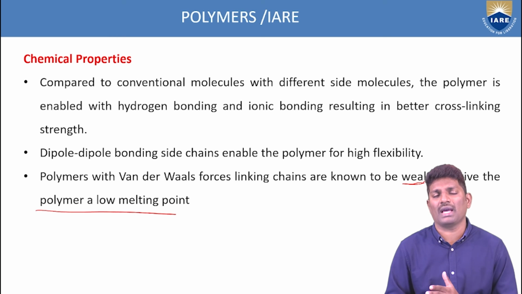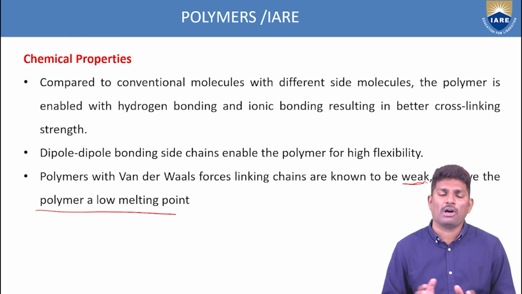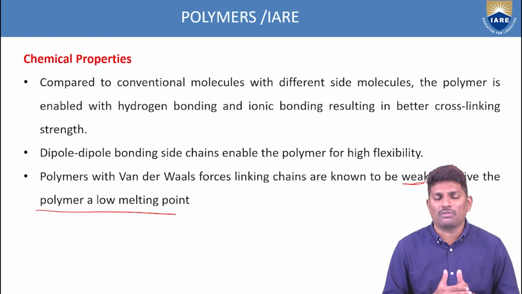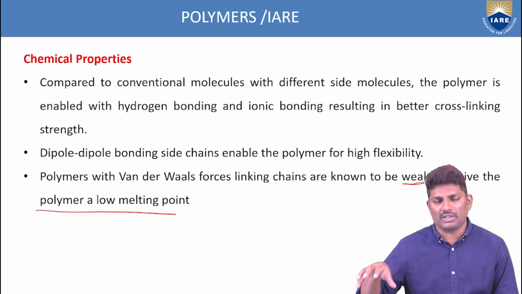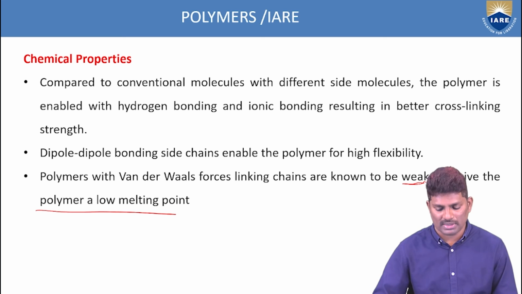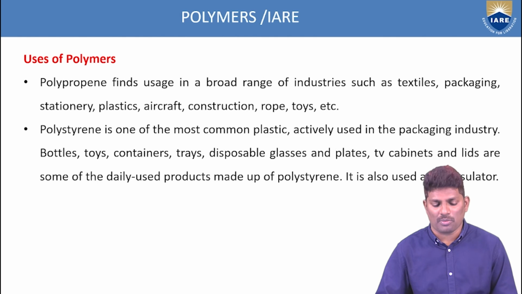So what are the bondings we have? If it is an ionic bonding, then it will give better strength. And the second one is what? Depending upon the dipole bonding between the chains, it is very flexible in nature, highly flexible. And the polymers which are linked with van der Waals forces come under the very weak in nature, and also give a lower melting point. So that is about the chemical properties.